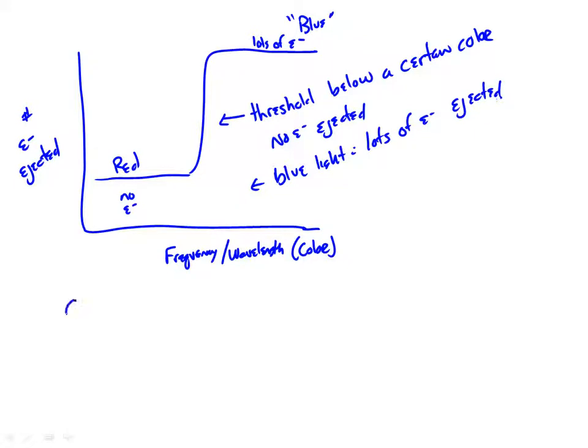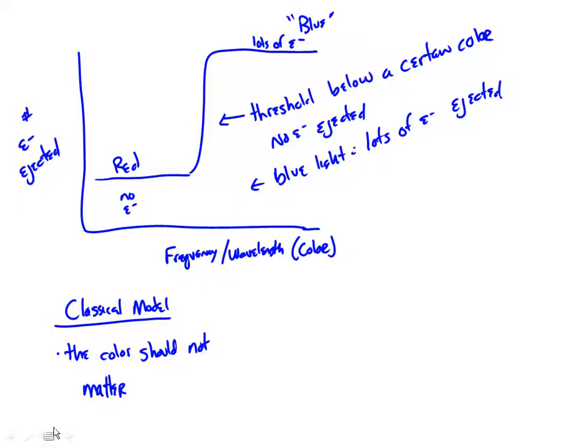Now again, we've got the classical model, which simply says the color shouldn't matter, meaning that what really matters would be simply how much light I shine on the object. But it turns out that no matter how much red light you shine on certain metals, no electrons are ejected. And the second you shine even a little bit of blue light on there, lots of electrons are ejected. So the classical model kind of fails spectacularly.